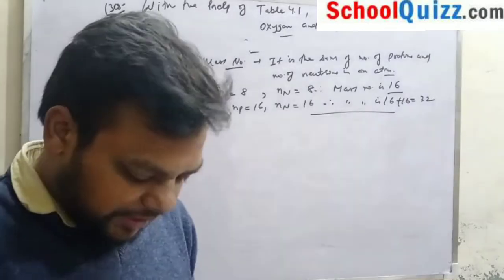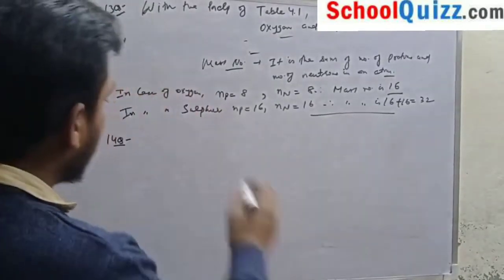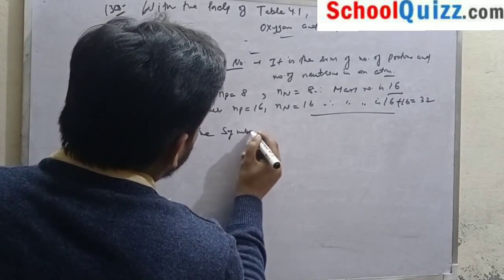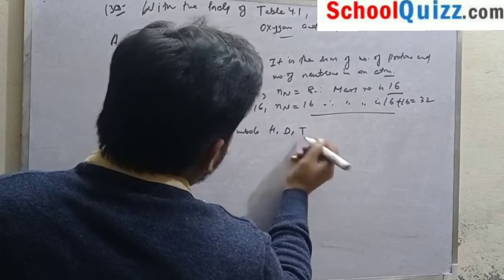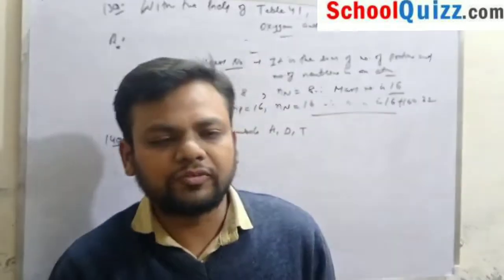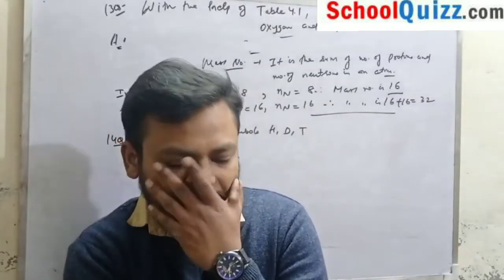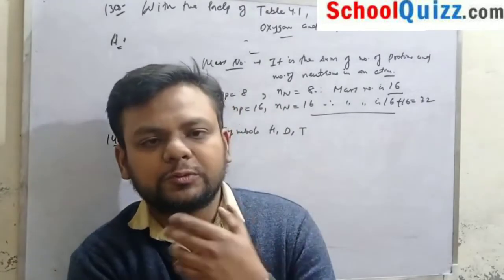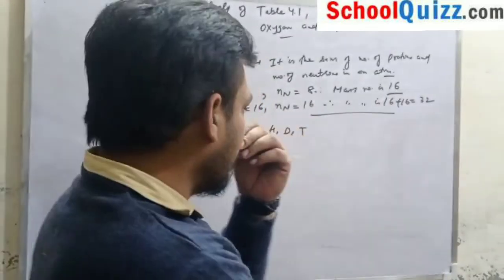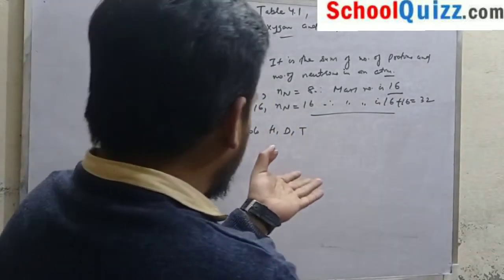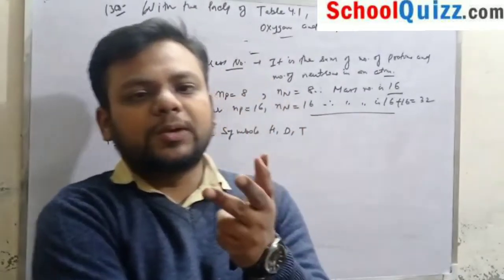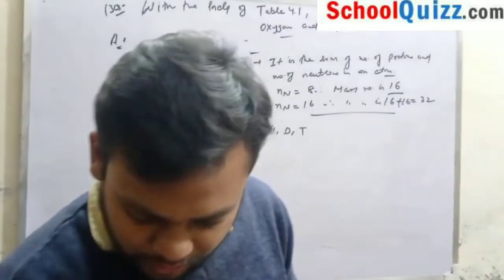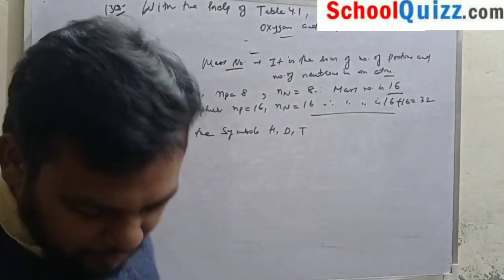Question number 14: for the symbols H, D, T. As we know, these are the three symbols: H is of hydrogen, D is of deuterium, and T is of tritium. These are all three isotopes of hydrogen. The isotopes of hydrogen are protium, deuterium, tritium, but here given is hydrogen, deuterium, and tritium. Tabulate three subatomic particles.